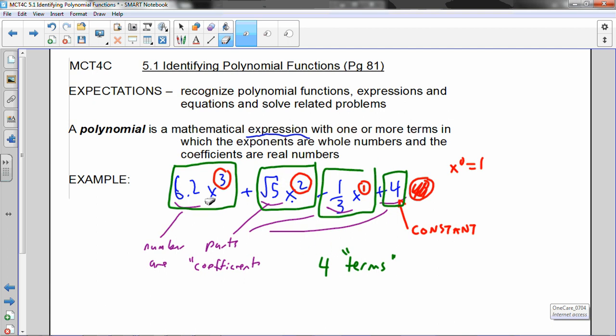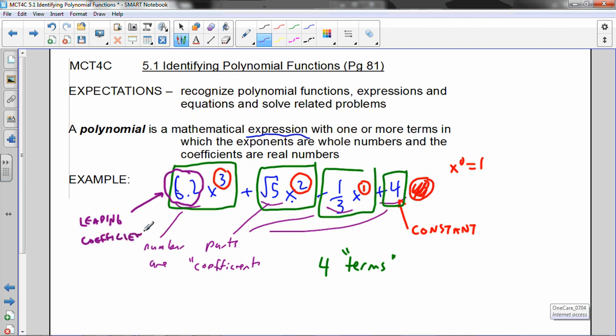Before I talk more about terms, there's one other thing that I kind of failed to mention, and that's this number here. This coefficient has a special name. It's called the leading coefficient. The leading coefficient is special because it's connected to the highest power of the variable x here. So it's the leading coefficient.